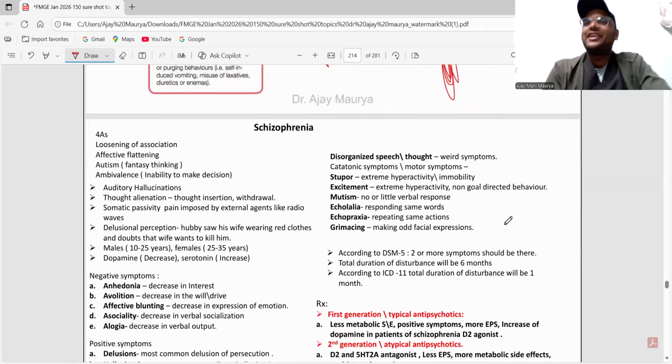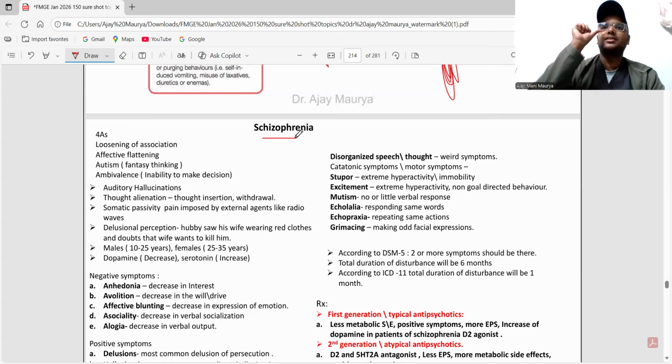Schizophrenia. What is schizo? What is phrenia? Schizophrenia means splitting mind, split-minded. This is called schizophrenia. In schizophrenia, we have a total of four A's, given by Bleuler. One is what?